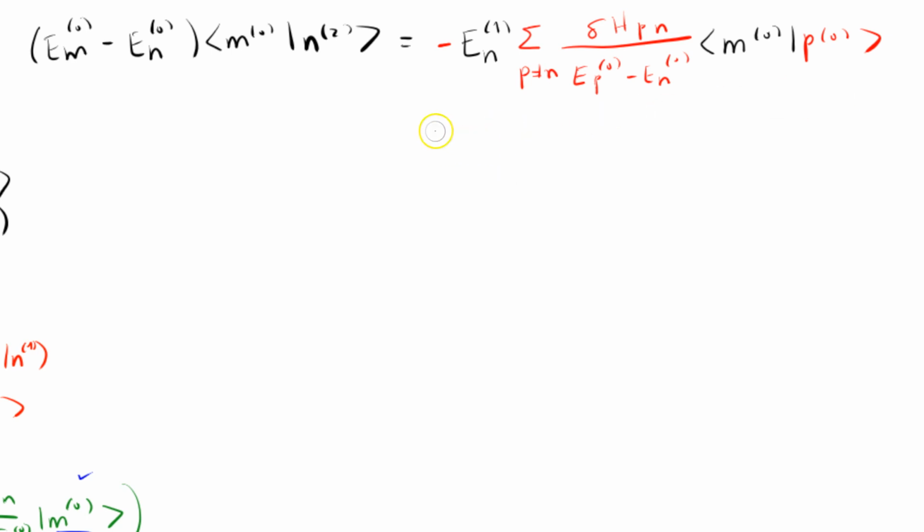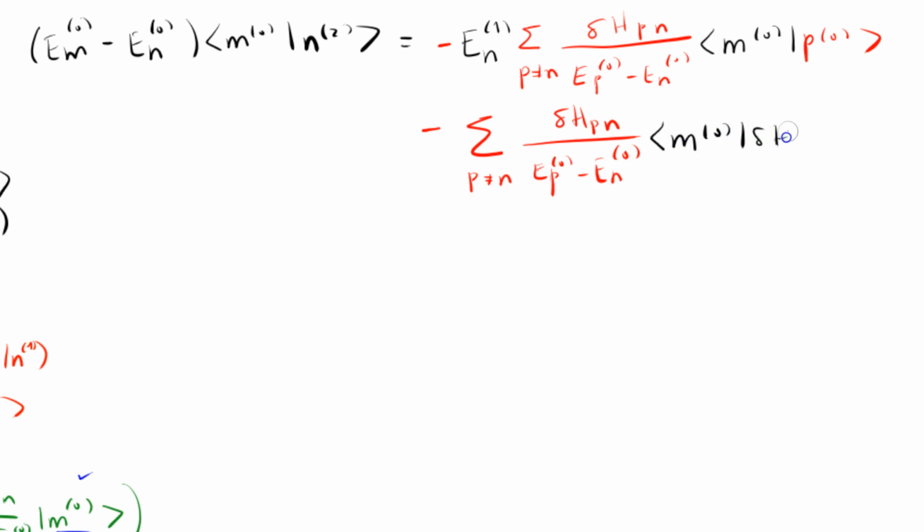This color coding scheme is pretty hard, I gotta admit. Sum p does not equal n, delta h p n over ep0 minus en0. Okay, and then we're gonna have the matrix element m0 delta h, and then we're gonna have p0. All I did here, I plugged in n1.